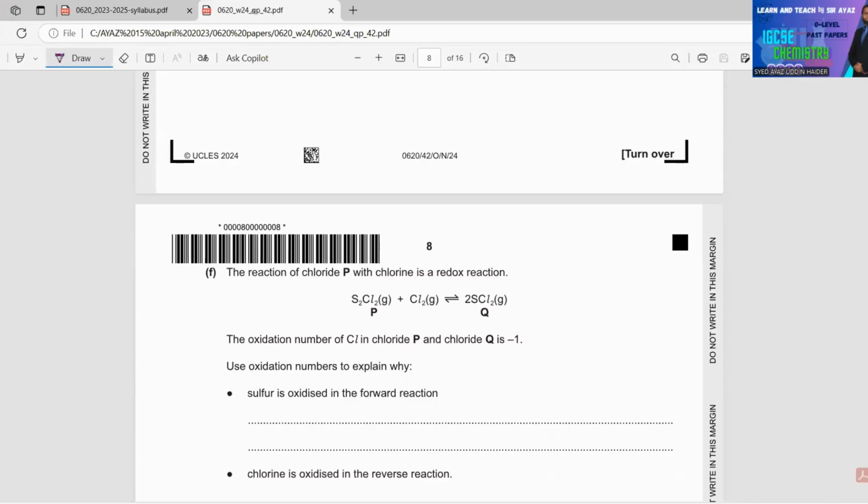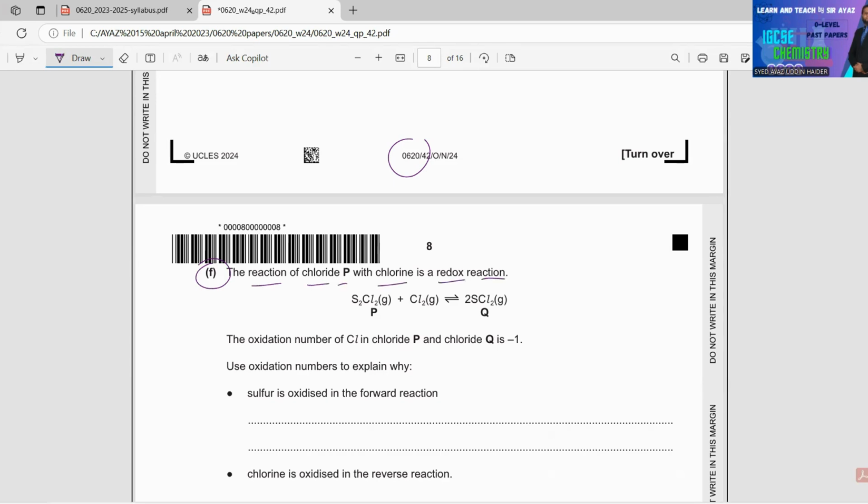So I will continue my paper. I was doing 42 of October, November 2024, and it's of Chemistry 0620. Question 3F. The reaction of chloride P with chlorine is a redox reaction. Here's the reaction equation: S2Cl2 gas plus Cl2 gas, reversible sign, 2SCl2 gas. The oxidation number of Cl in chloride P and chloride Q is -1. Use oxidation numbers to explain why sulfur is oxidized in the forward reaction.